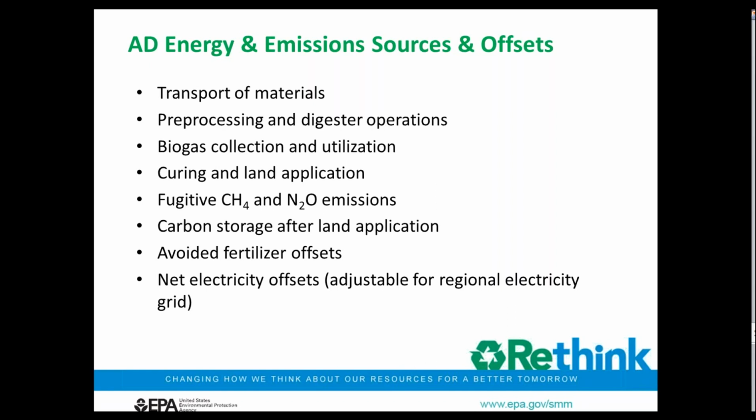And finally, there's the net electricity offsets from the combusted biogas. So as you generate electricity, you can avoid grid electricity. And within WARM, this is adjustable for the regional electricity grid, which is an option we've had for a while now for combustion and for landfilling. And that's been carried over to anaerobic digestion as well, where you can use a national average grid electricity mix, or you can assume a mix more relevant for your region.